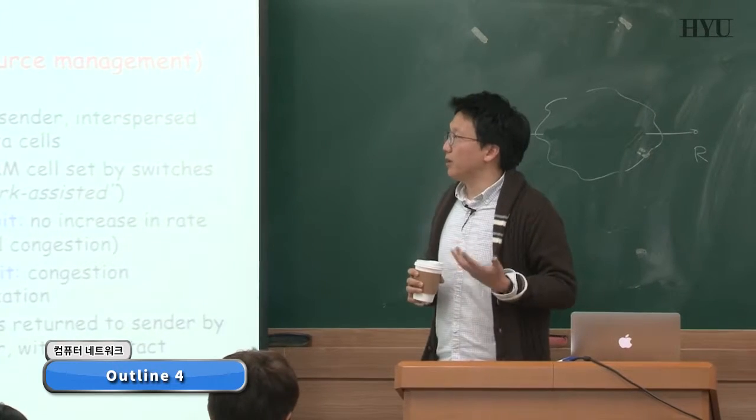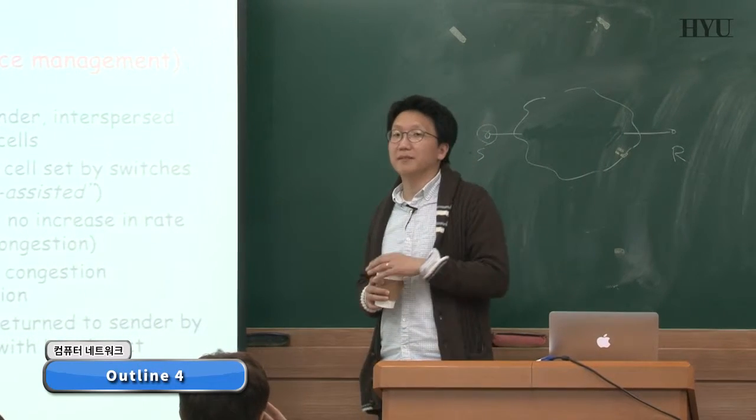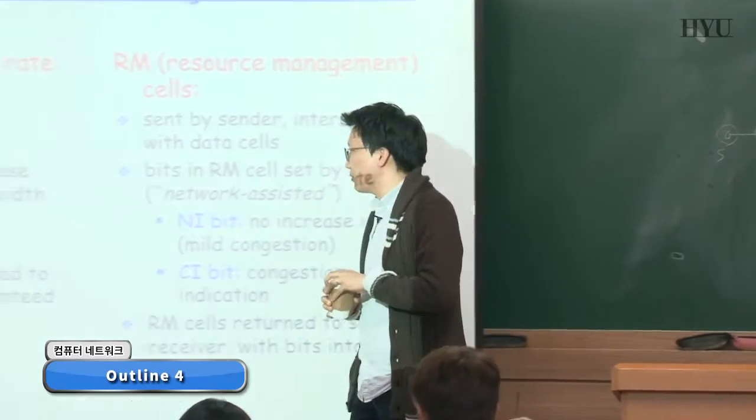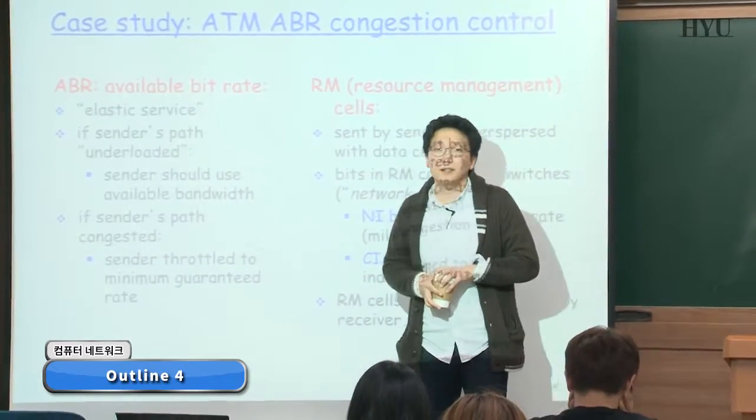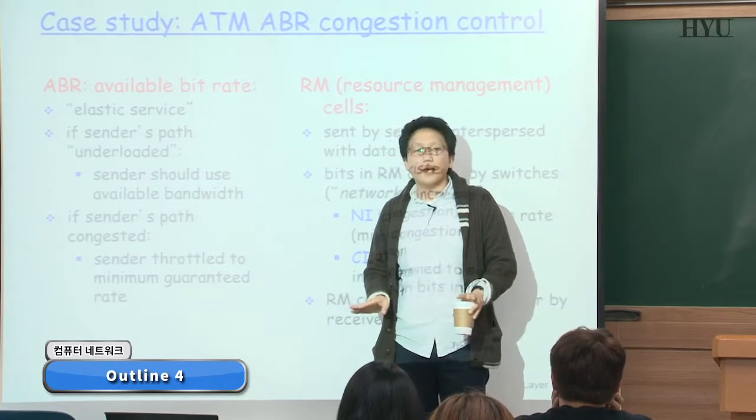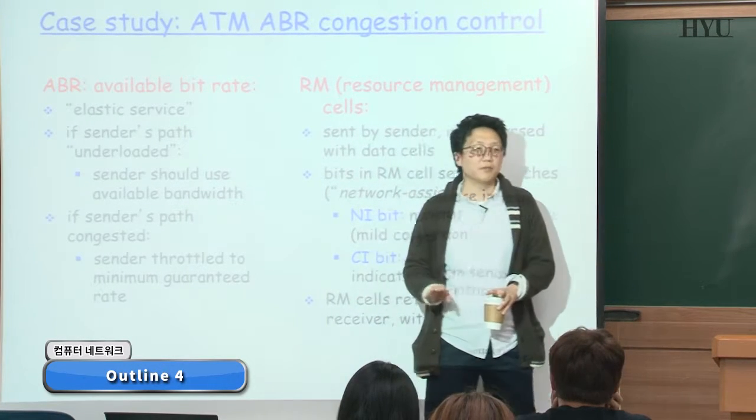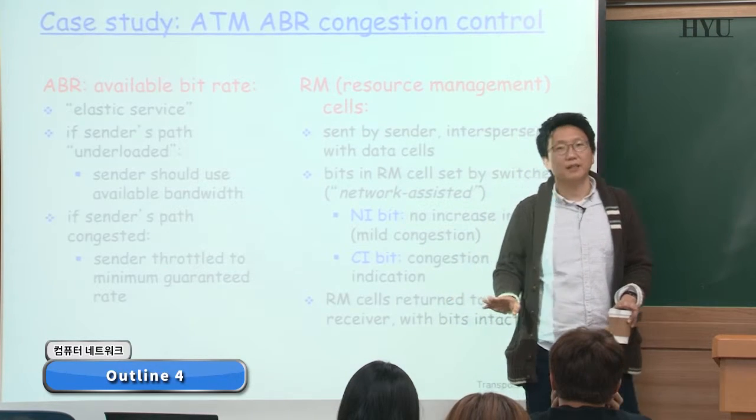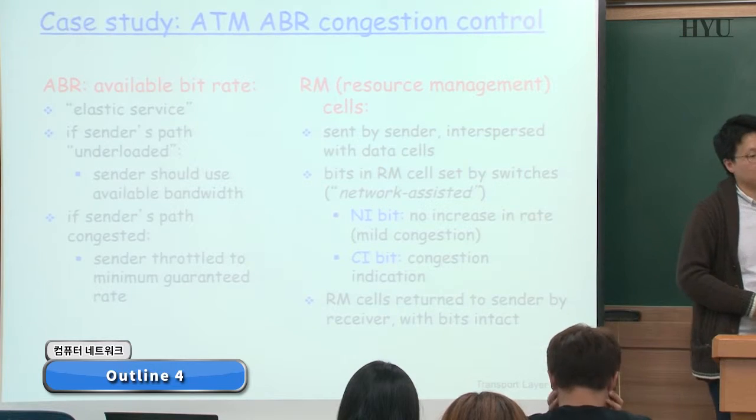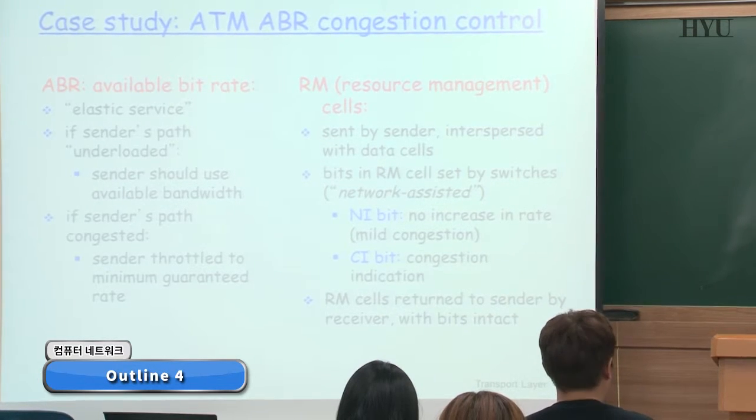That's what it means to have elastic services. Things can be changing in more dynamic ways. If the sender's paths are congested, the sender throttles to the minimum guaranteed rate. So they reduce their sending ratio, perhaps until the limit, which is the minimum that I need to have, maybe a minimum quality of service ratio.